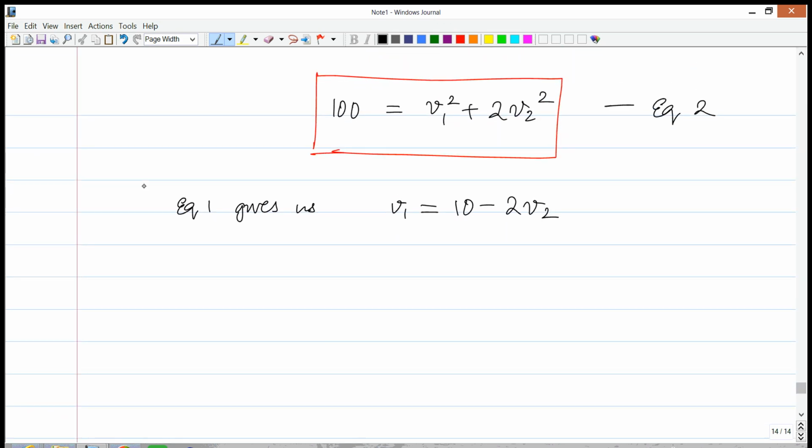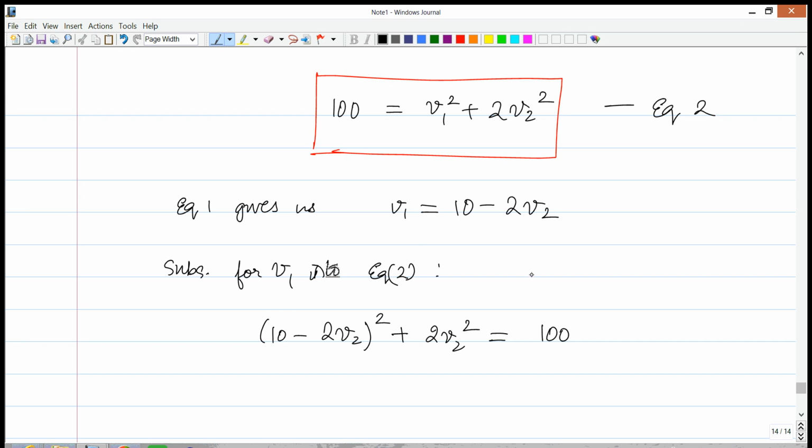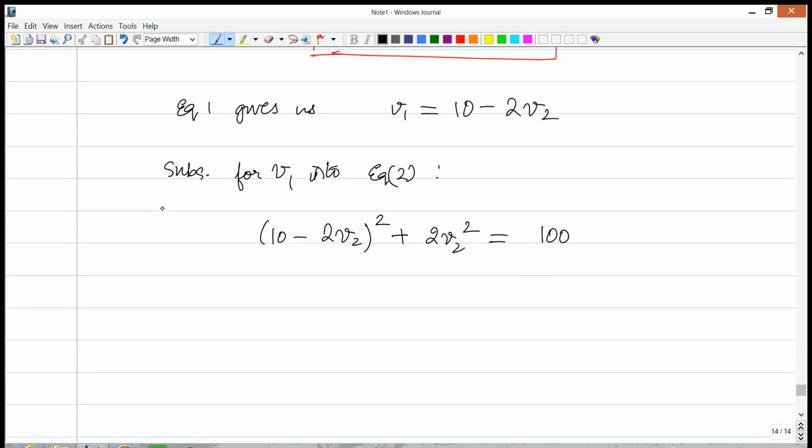And now we can substitute into 2. So substitute for v1 into equation 2. What we get is v1 square, which is 10 minus 2 v2 the whole square, plus 2 v2 square is equal to 100. Great. Let's multiply all this out. Now a minus b the whole square is a square minus 2ab plus b square. This is 100 minus 2 times 10 times 2v2 plus 4 v2 square plus 2 v2 square is equal to 100.